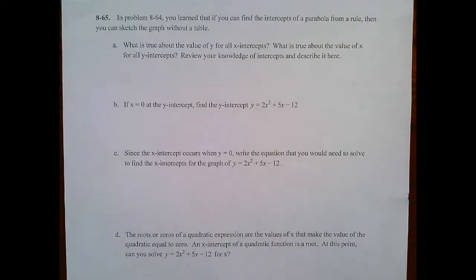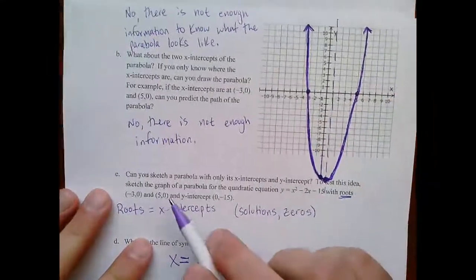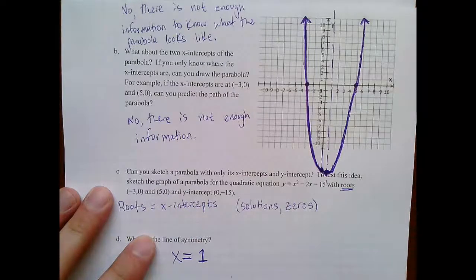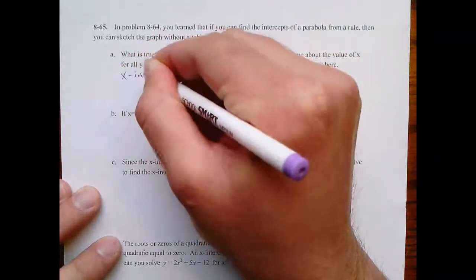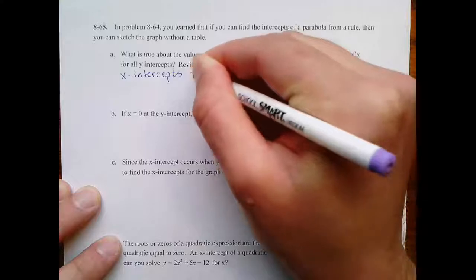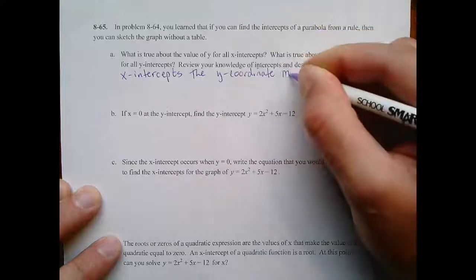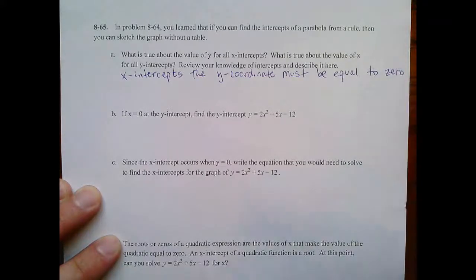So if we go back to our picture that we established in the last question, what could you tell me for sure about the x-intercepts? Well, the x-intercepts, or the roots, were (-3, 0) and (5, 0). What's true about both of them? What do they have in common? Well, the thing they have in common is that the y-coordinate is 0. So if you want an x-intercept, or a root, then the y-coordinate has to be 0. So we can write it here. We can say for x-intercepts, the y-coordinate must be equal to 0.